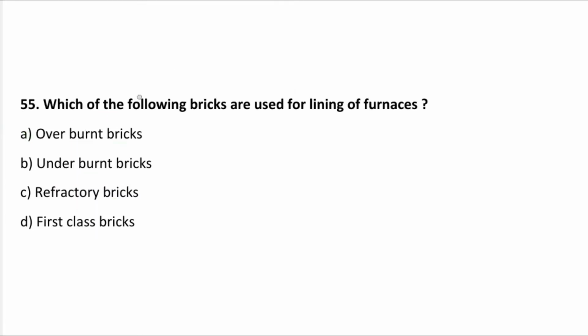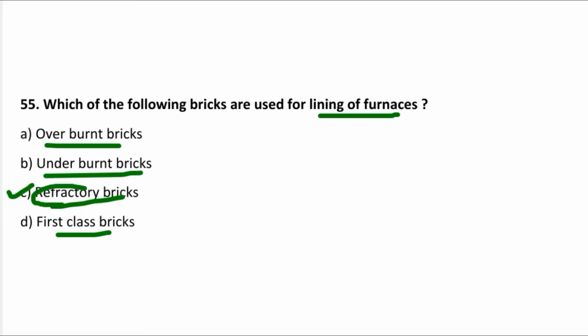Next question, which of the following bricks are used for lining of furnace? Option A overburnt bricks, option B underburnt bricks, option C refractory bricks, option D first class bricks. The correct answer is option C refractory bricks. This is one type of special brick used for lining of furnaces, which can stand heavy heat.